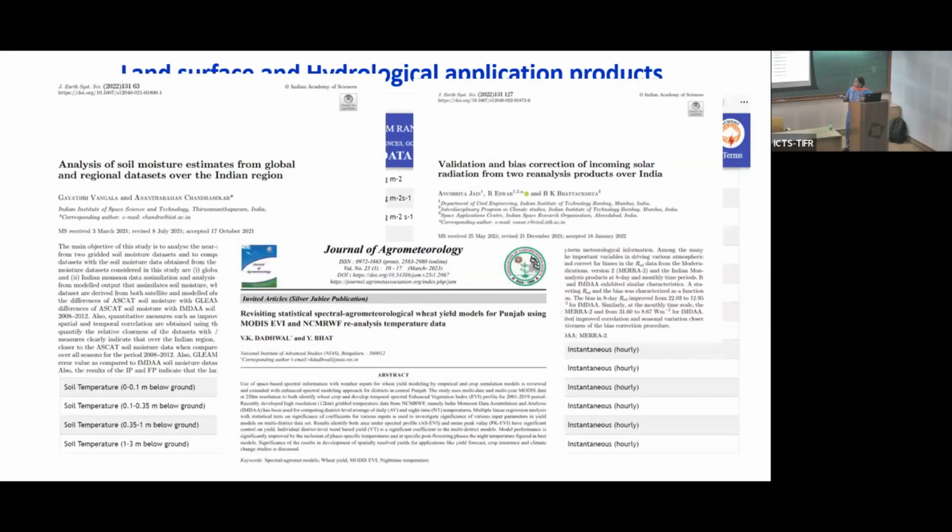And this is another paper where they use this data for some agricultural application: revisiting statistical spectral agrometeorological wheat yield model for Punjab using MODIS, EVI and NCMRWF reanalysis temperature data. So there are a lot of applications for this reanalysis. Initially we never thought that many people would use this for agricultural applications, but now many people are using the data for policy making and those things.